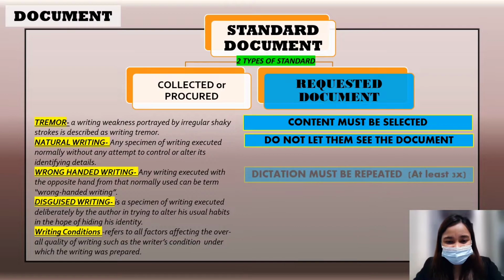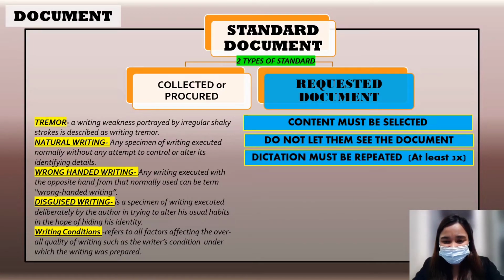Okay. Next, dictation must be repeated at least 3 times. Why? Para po makahabol yung writer. Kasi if ever na binilisan mo yung pag-dictate, anong mangyayari? Mabilis din yung pagsulat niya. Hindi niya mapuproduce yung natural writing. Ano ba yung natural writing? Okay? Natural writing is any specimen of writing executed normally without any attempt to control or alter its identifying details.